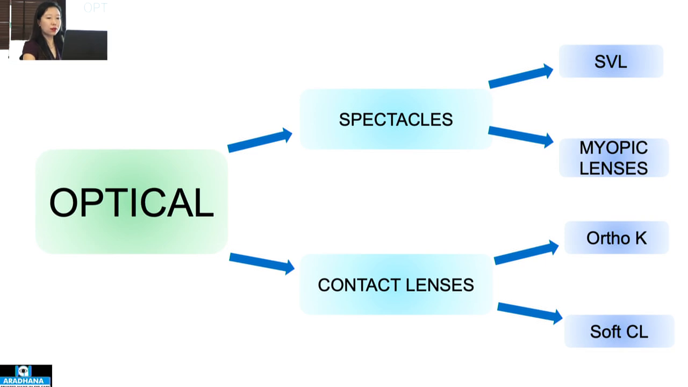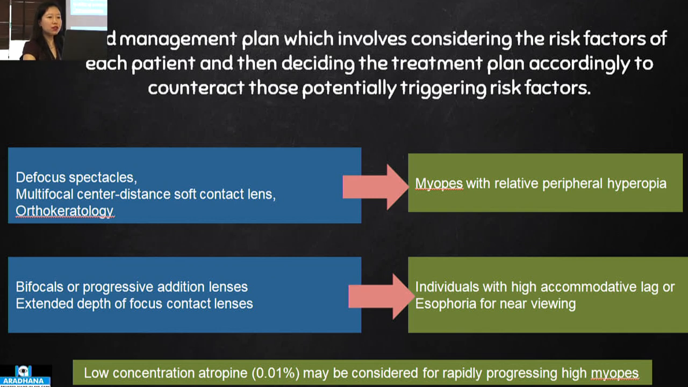Coming to optical correction, Mrs. Rosemary has spoken about the spectacles and all, but I'm just giving an outline. Optical correction can be spectacles or contact lenses: we have single vision lenses and myopia control lenses, soft contact lenses, and ortho-K lenses. Each of these management options has to be tailored according to the needs of the child. If the child has myopia with relative peripheral hyperopia, we prefer defocus spectacle lenses, multifocal distance soft contact lenses, or ortho-K. For individuals with high accommodative lag or esophoria for near viewing, we go for bifocal or progressive or EDOF contact lenses.